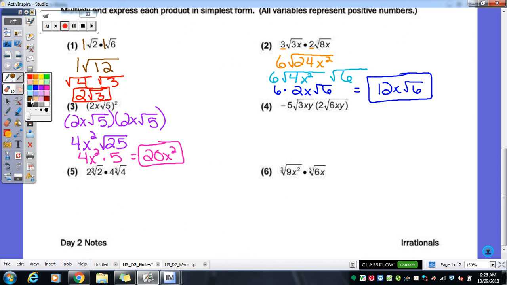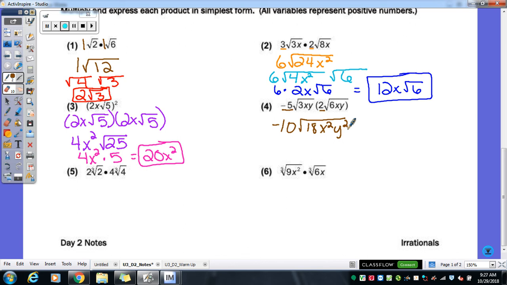So number 4, same thing. They just wrote it in a different way. You've got one of them in a set of parentheses. When you have something like that, you're still multiplying. So negative 5 times 2 would give us a negative 10 for our coefficients. Multiply the numbers in front. Underneath the radicals, we have 3xy times 6xy. So the 3 times the 6 gives us 18. X times x is x squared. Y times y is y squared. So 18x squared y squared.